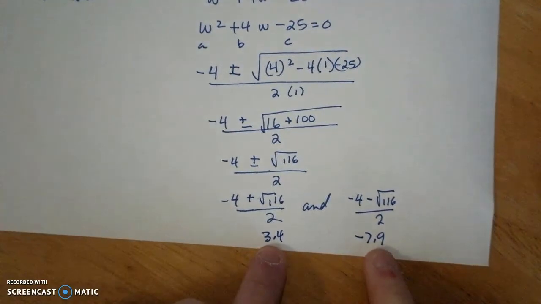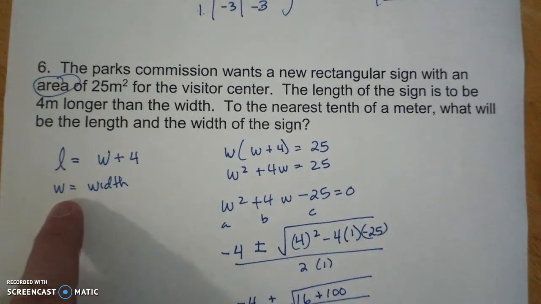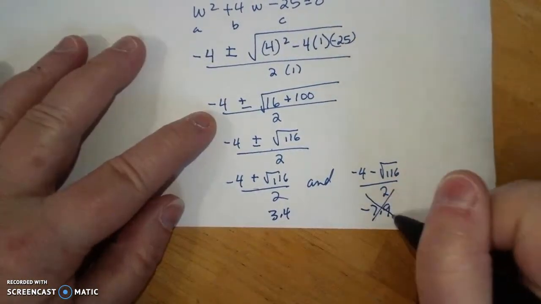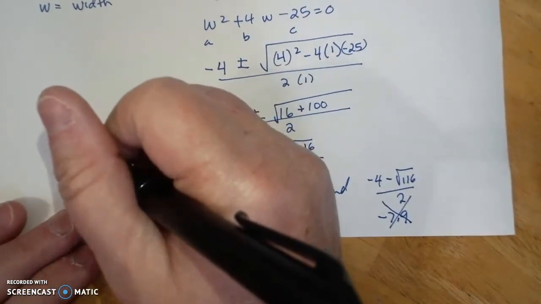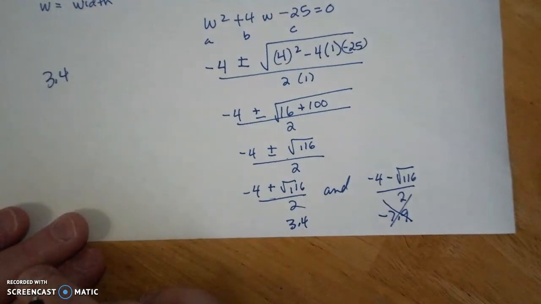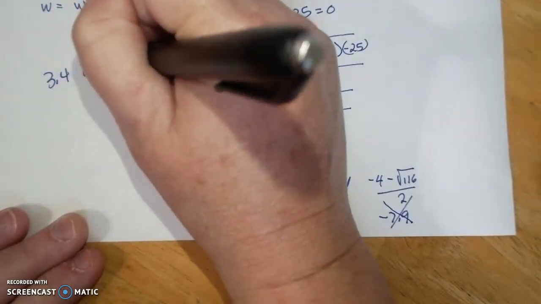In quadratics, that is a solution. And in a real-world application, my variable is width. I cannot have a negative width. That gets crossed out. So I have 3.4 is width.